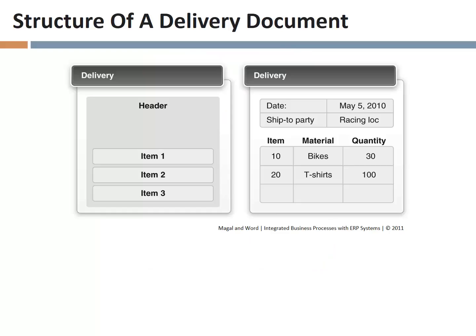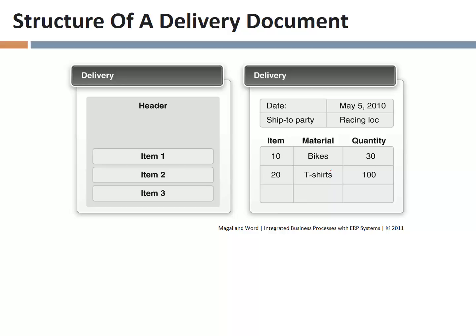And so the structure of a delivery document is pretty straightforward. The header section is going to have the dates and where the items are headed. And this is a two-level document. So we have a header and we have line items. And the line items are simply listing the materials and the quantities.